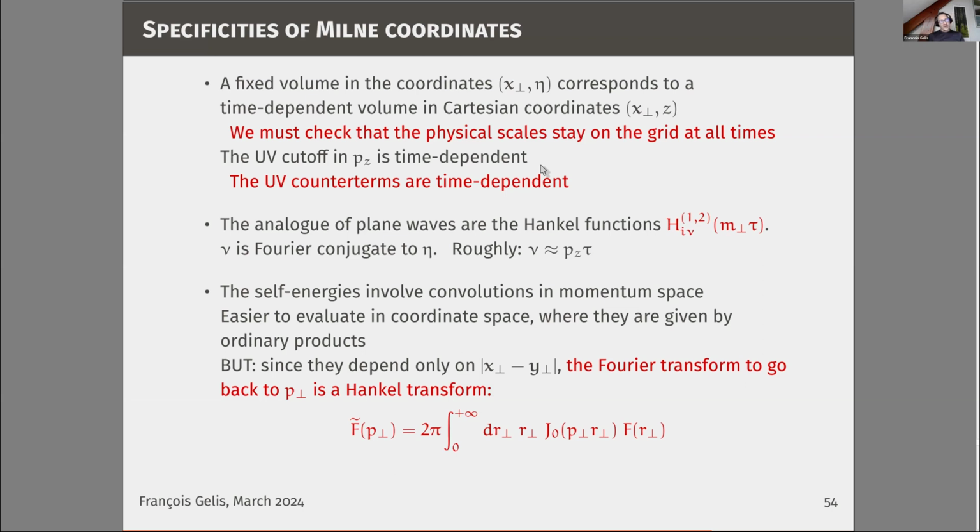Another complication is that the analog of plane waves, the free field solutions, if you wish, are not exponentials of momentum dot the position. They are Hankel functions, some kind of Bessel functions. They depend on the transverse mass, which is the square root of P transverse squared plus the square of the mass. And they depend on this nu, which is the Fourier conjugate to eta, the spatial rapidity. If you want some intuition about nu, it's roughly pz times the time, it's dimensionless. But the main difficulty is that in some stages of the algorithm, you need the free propagators, and the free propagators have a simple expression in terms of the Hankel function, so you need to write some code to compute these Hankel functions.